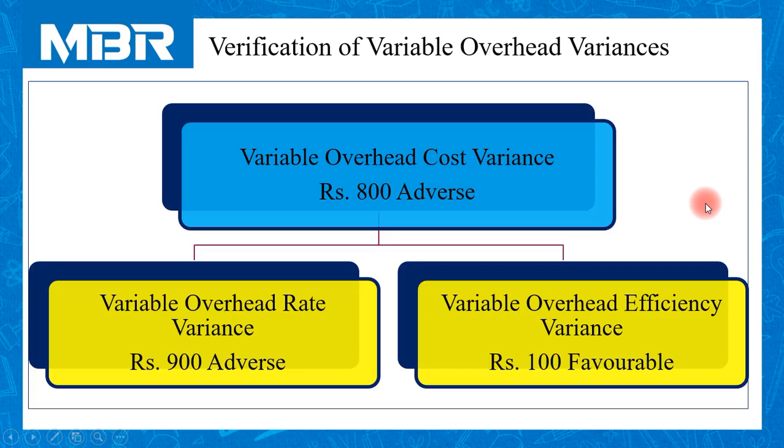Like earlier variances, we can adjust everything with this verification. Variable overhead cost variance rupees 800 adverse. Variable overhead rate variance 900 adverse, and variable overhead efficiency variance 100 favorable. 900 adverse, 100 favorable. So the net result is rupees 800 adverse. I hope everybody is clear with the solution of this problem.